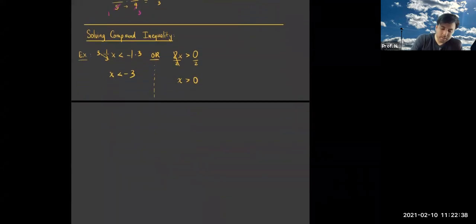So let me graph this. Now the graph is going to be an extension of what we've been doing so far. So when we graph, I got 0 and I got -3 to worry about.